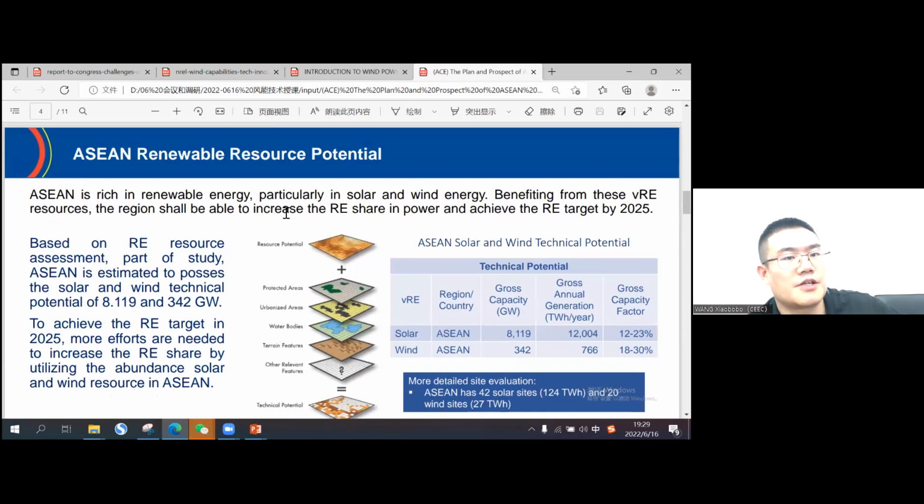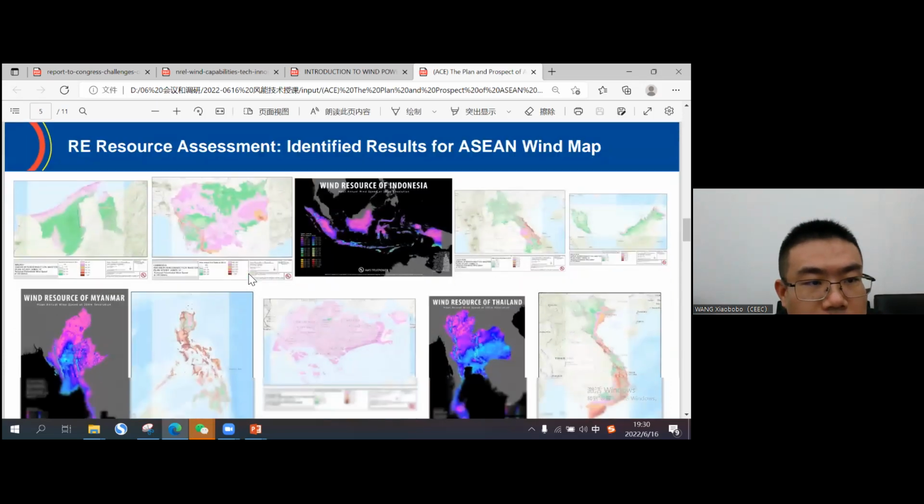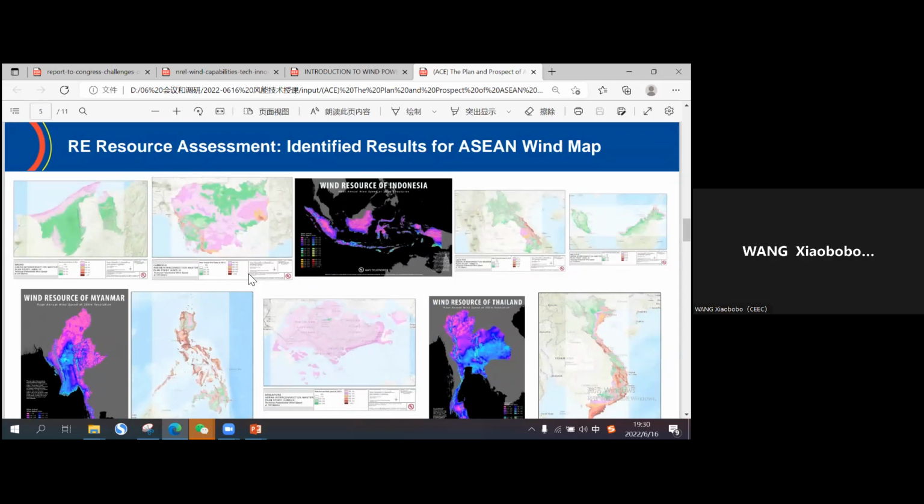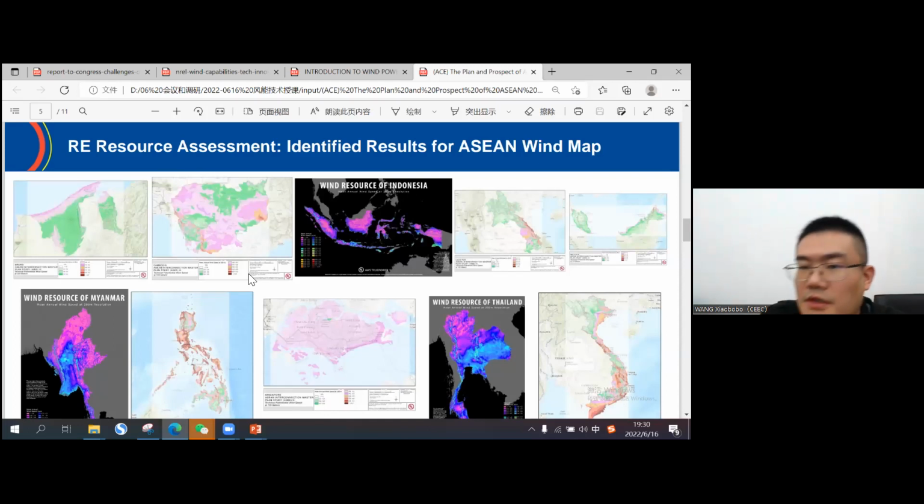And we can see the Asian renewable resources potential. It has very good resources. We have the solar resources and the wind resources. It has quite good capacity factors. Quite a lot of different countries have already done their wind map, the wind resource identification map. It's very useful in this case. From Indonesia and Thailand, the accuracy is acceptable. I have been in some countries for this evaluation process to evaluate the accuracy of the wind map, especially the wind resources map. I think the accuracy is acceptable.